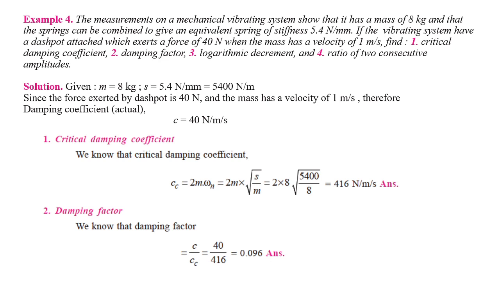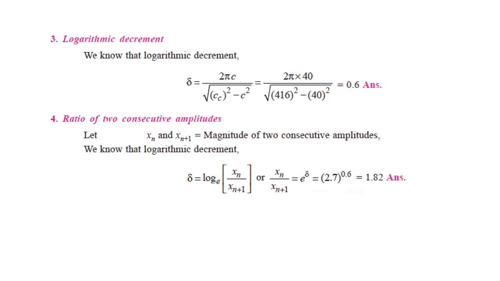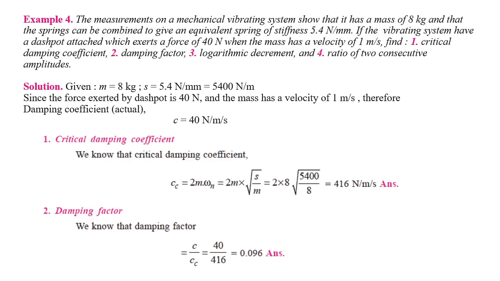Secondly, you have been asked for the damping factor. Damping factor formula is equal to C by Cc. Therefore, the value of C is given. What is Cc? Critical damping coefficient. Just now you have found it. Take the ratio, you will get 0.096. Third thing asked in this problem is logarithmic decrement. Now the formula for logarithmic decrement, you know that delta is equal to twice pi c upon square root of cc square minus c square. You know the value of c, you know the value of cc. Put the values and find out delta. You will get it as 0.6.